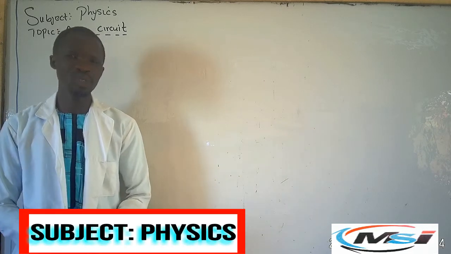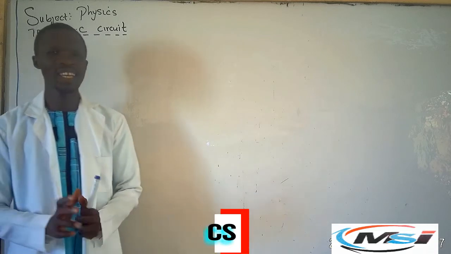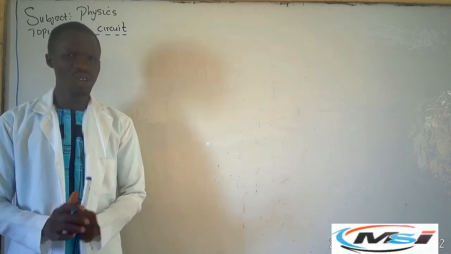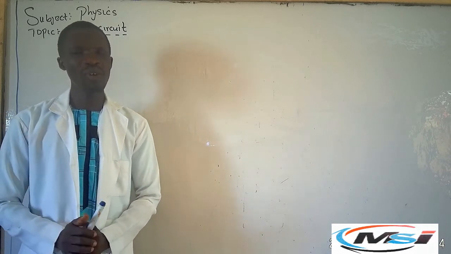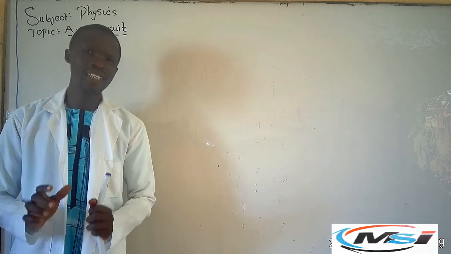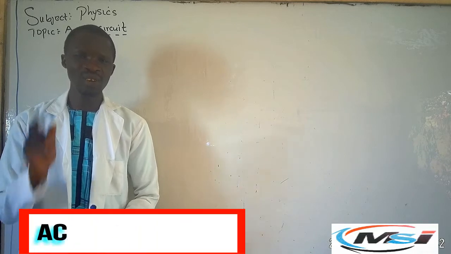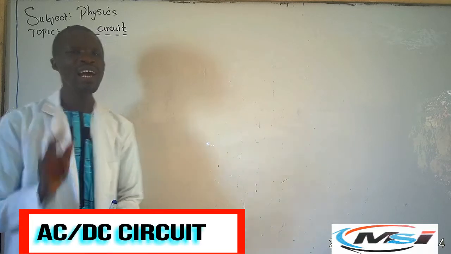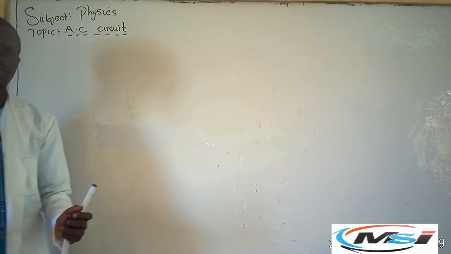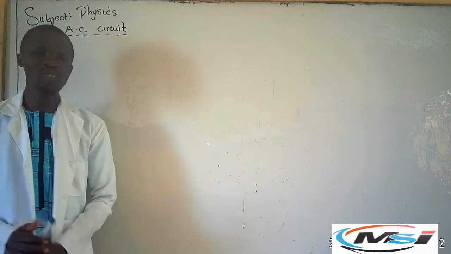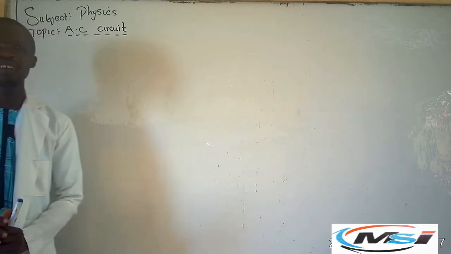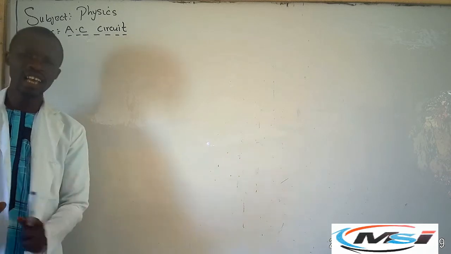So without wasting time, today I'm going to take you through physics. And for those that are finding physics very difficult, and for those also that are preparing for external and internal examination, they are going to find it very easy through this class. So today I'll be taking you through AC circuit. What is AC circuit all about? Don't get confused. AC is not talking about air conditioning. No, it's talking about alternating current circuit.